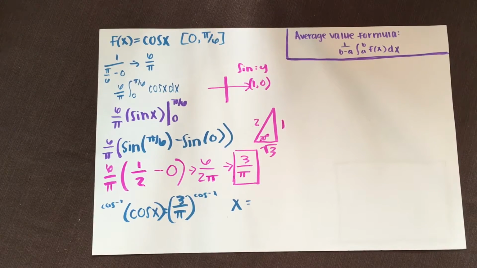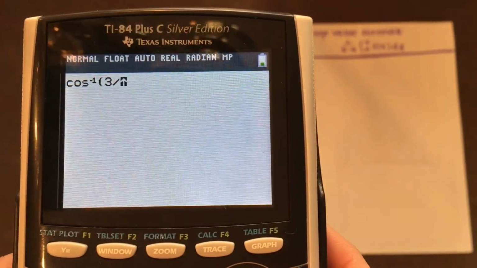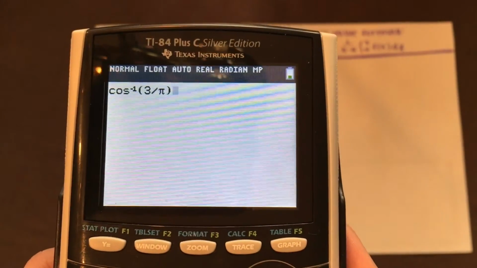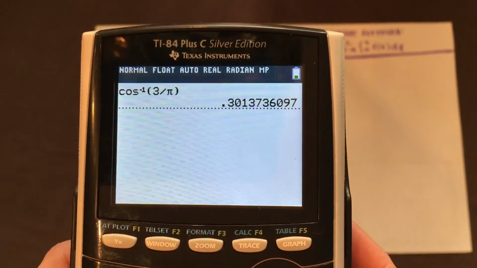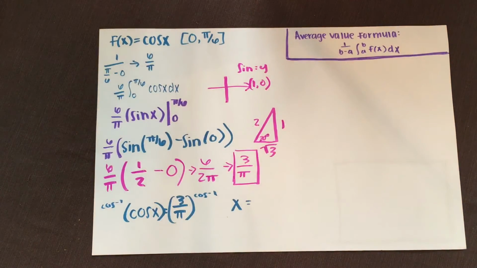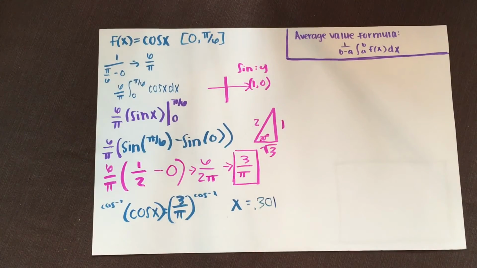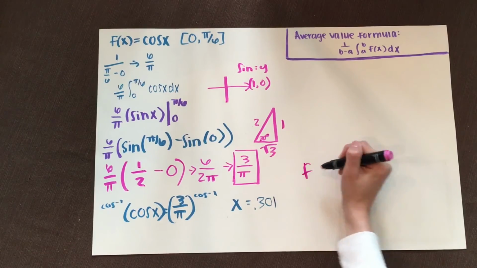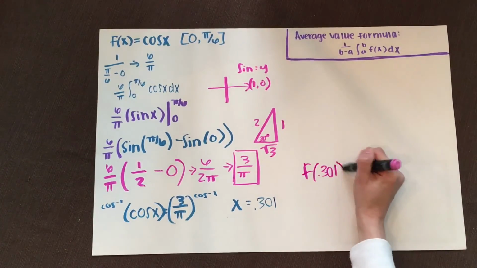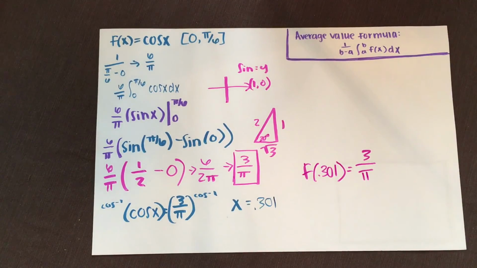And so we're going to do this in your calculator, so get out calculators. And what you're going to do is go to inverse cosine, 3 divided by pi, close parentheses, and that gives you your x value. Take 3 decimal places, 0.301, and so your x value is 0.301. And so at f of 0.301, it equals 3 over pi. And this was your average value problem.